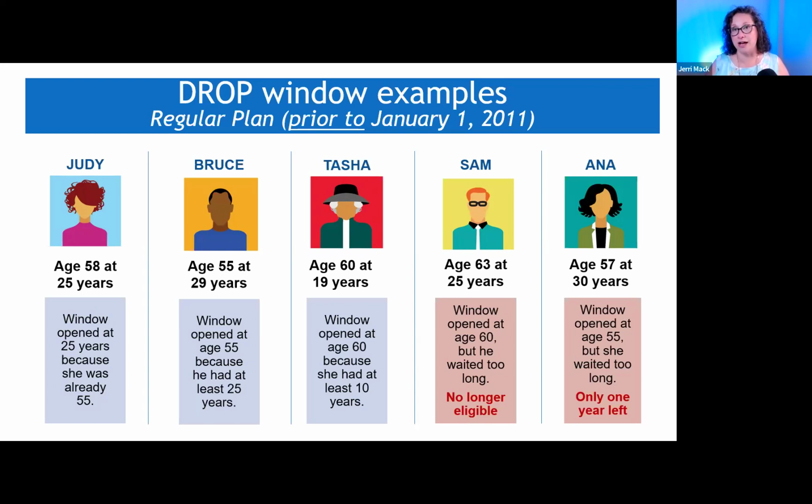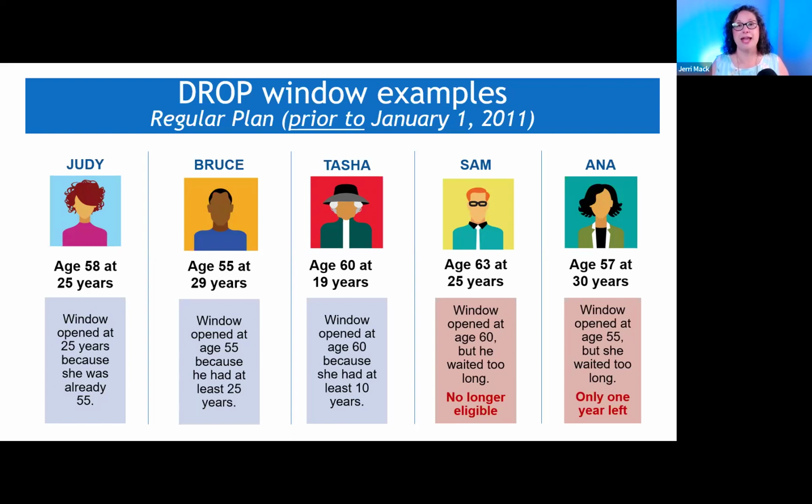And let's look at our friend Anna. This is probably one of the most common ones. Anna thought when she got to her window at 55, she was at 28 years. And she said, well, I'm just going to wait till 30. DROP is a window that's going to close on you. It's not like a door you can walk through anytime you're eligible. So Anna waited to 30 years. So she was 55 at 28. She waited to 57 at 30. She can still participate, but she's only got 1 year left. So we see how our DROP window moves around.